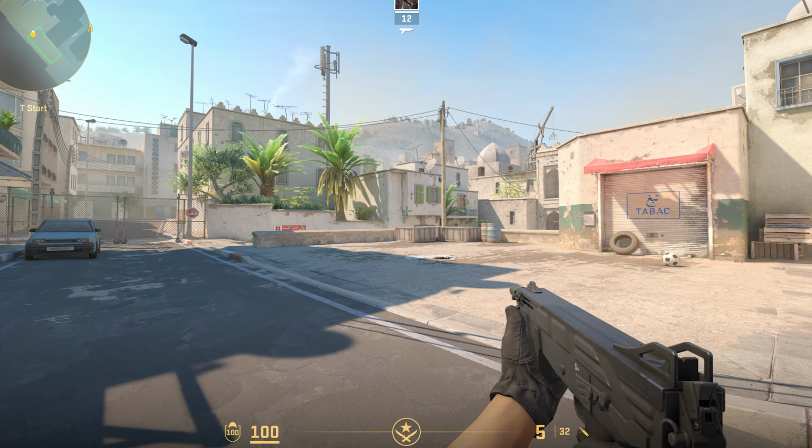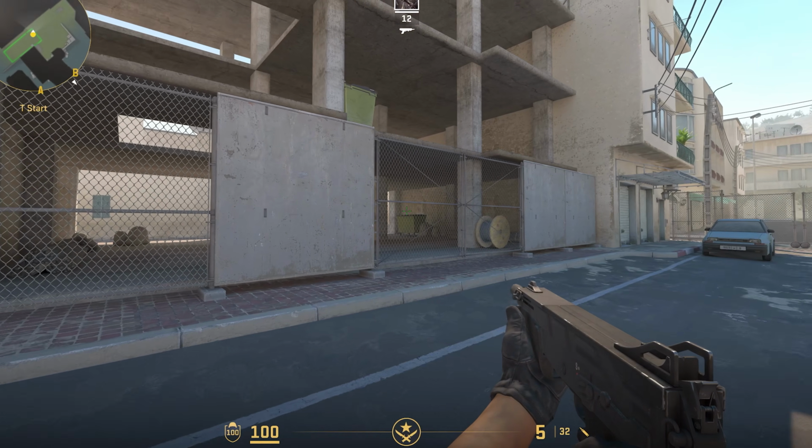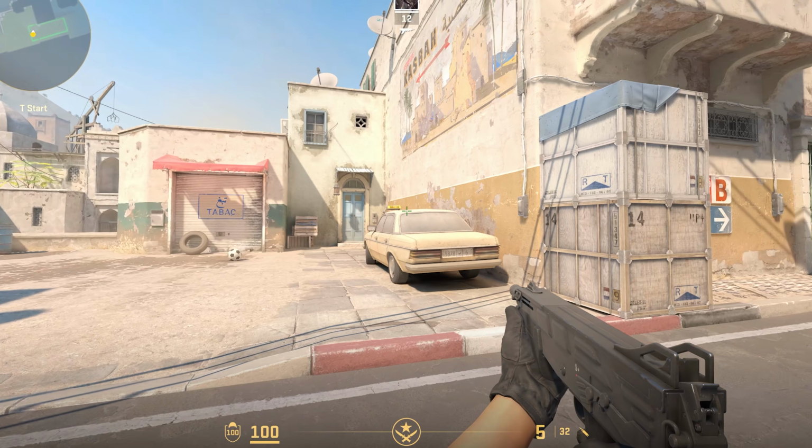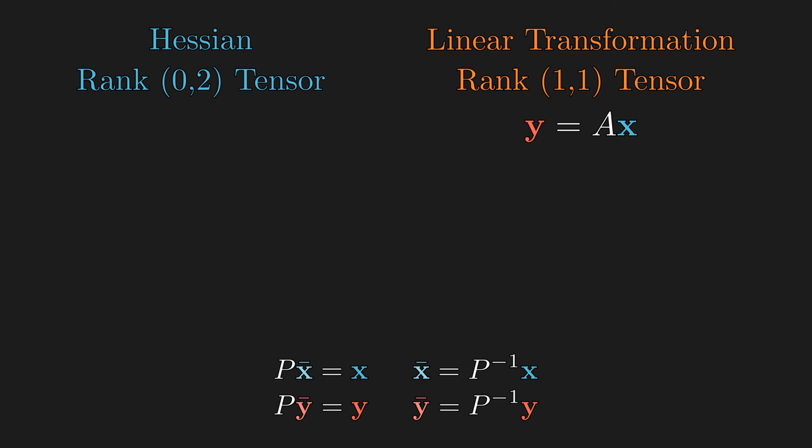As per a 2-dimensional example, if you rotate your body clockwise, then it's as if the world is rotating counterclockwise with respect to you. Now, let's describe how linear transformations change with respect to change of basis. The vectors x and y change description to x bar and y bar in a different coordinate system.